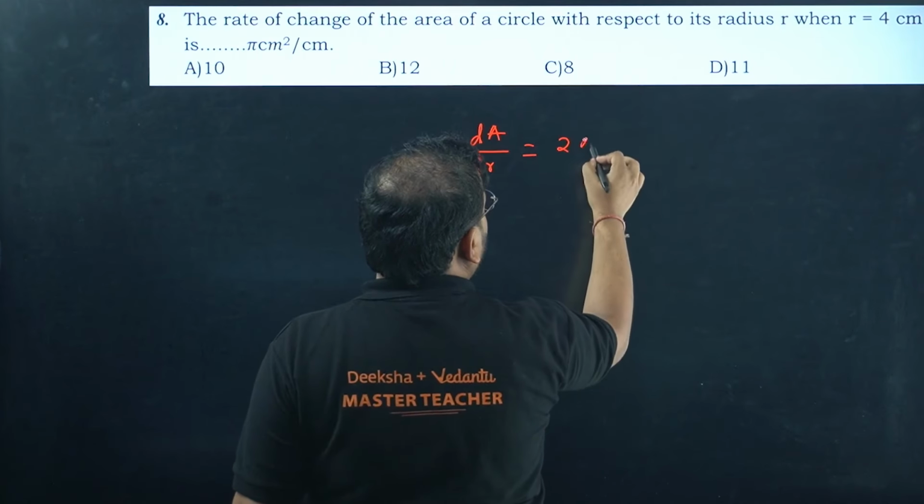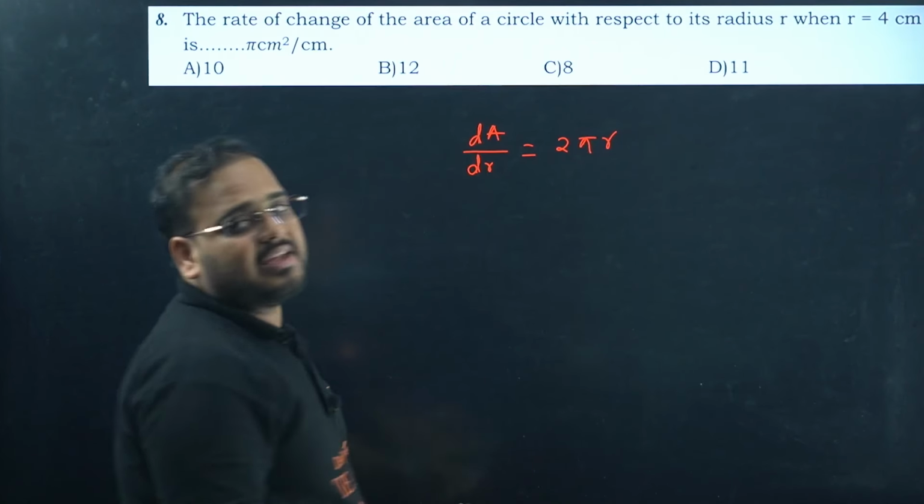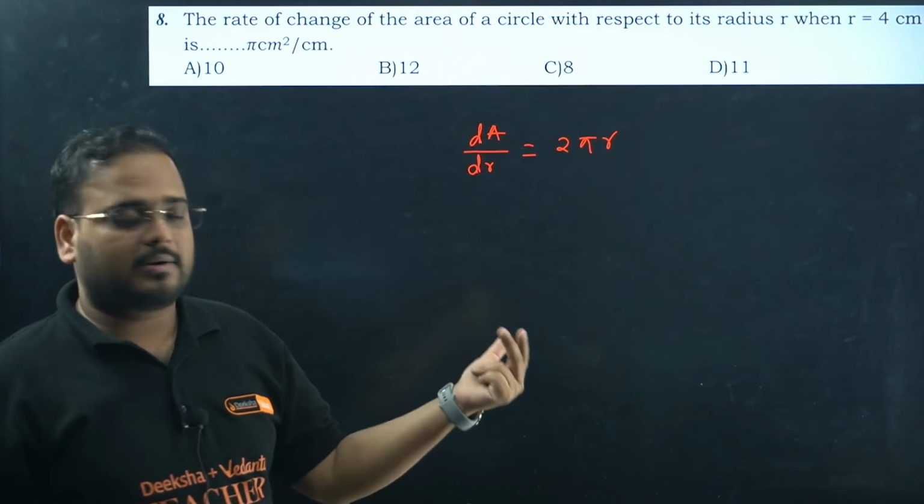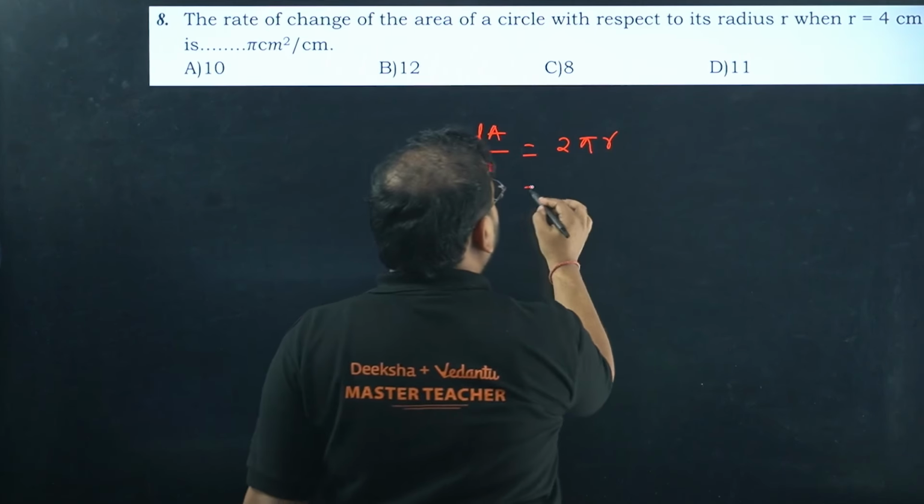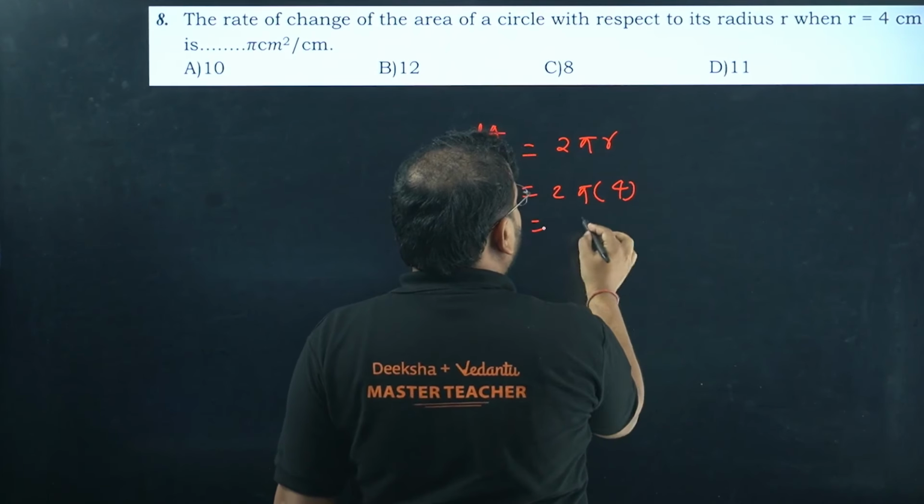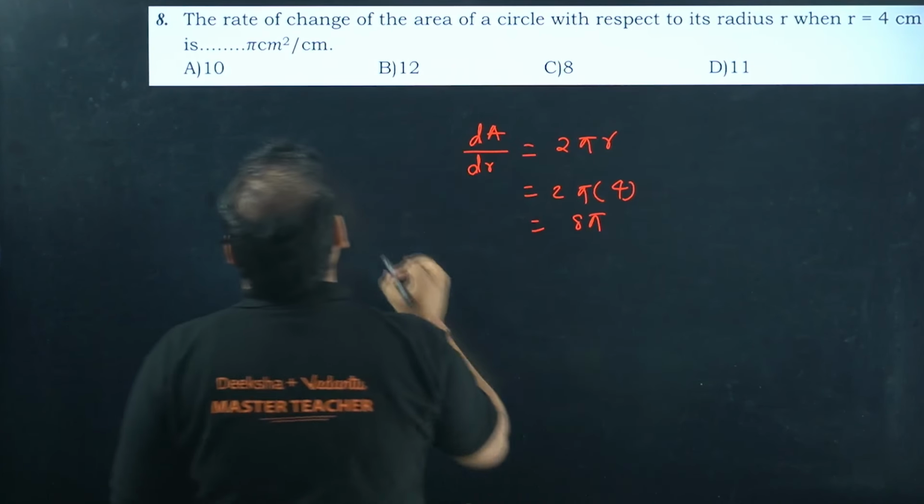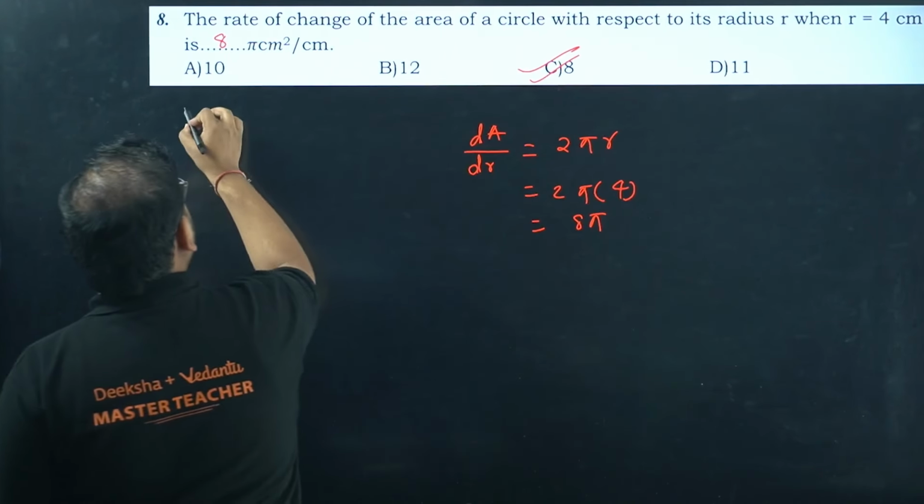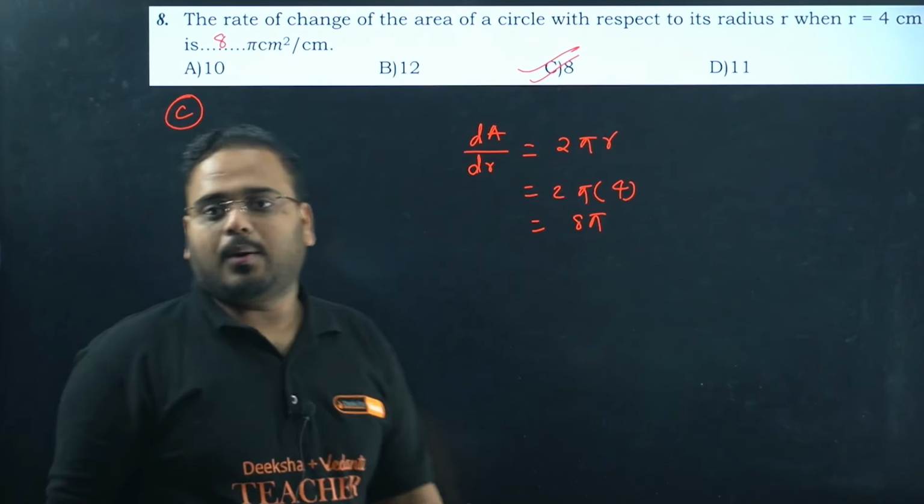Differentiate, you'll get 2 pi r. Derivative of the area. Area was pi r square. Pi is a constant. Derivative of r square is 2r. That's why 2 pi r. So 2 pi and the r value is given as 4 over there. Answer will be 8 pi. 8 pi, it means option C. Option C.